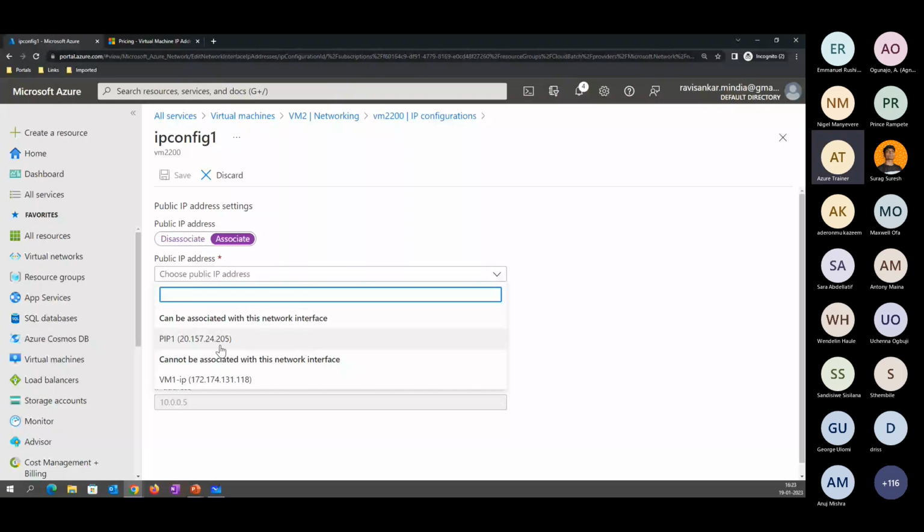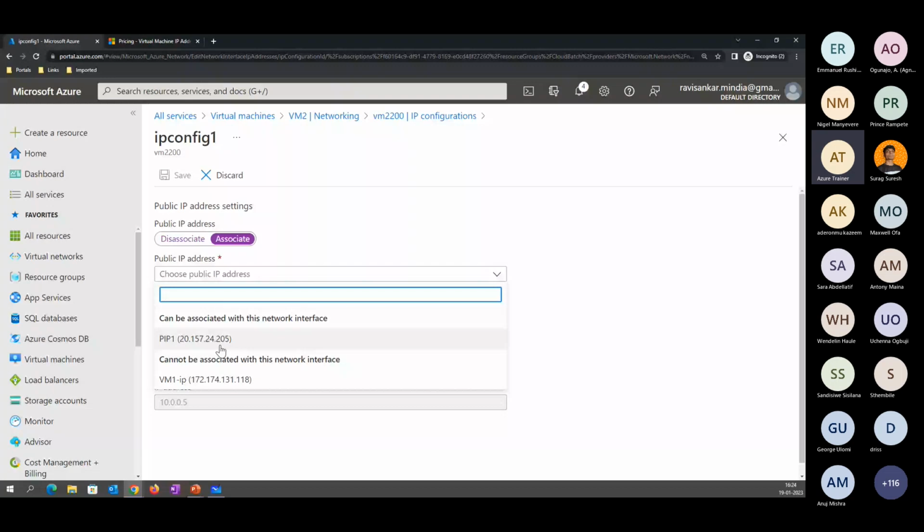The reason is that VM1 and VM2 have been created in the East US data center region, but the public IP address PIP2 was created in another region. So the point you need to remember is that your public IP address and VM have to be in the same location. You cannot have your VM in one location and your public IP address in another location. That is a very, very, very important point to remember. So this has to be in the same location.